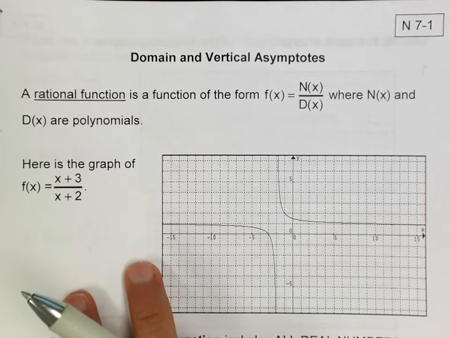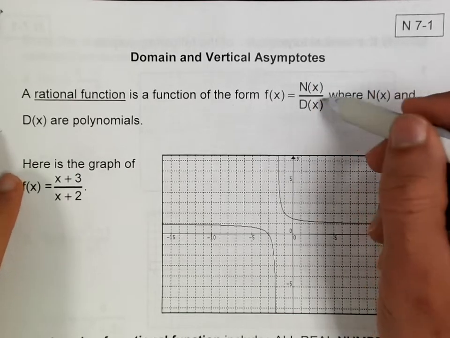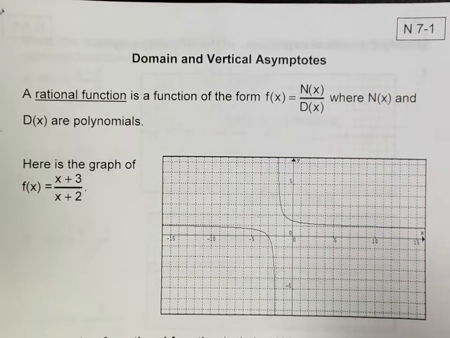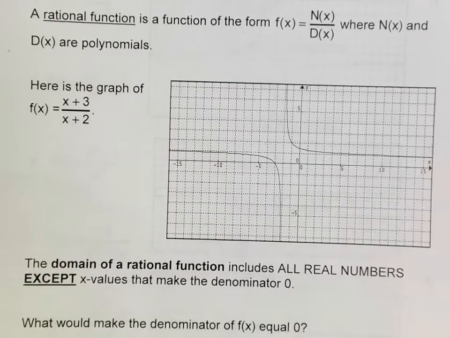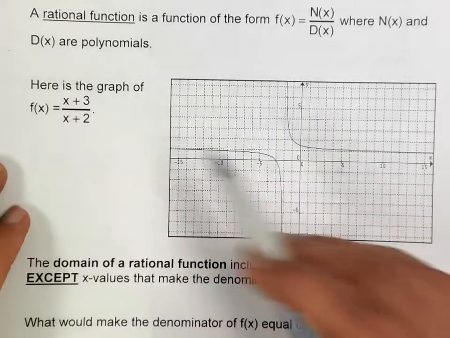Alright, in this video we're mainly going to talk about domain and vertical asymptotes of a rational function. A rational function is defined as a function where you have a function divided by another function. So that's what we're talking about when we're talking about a rational function. Here's an example of that. Here's the graph of this function.